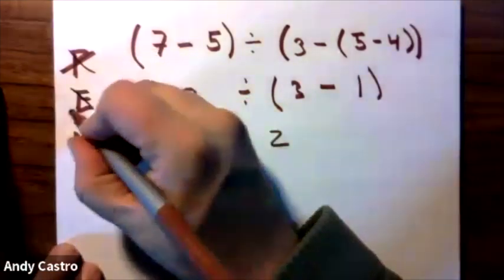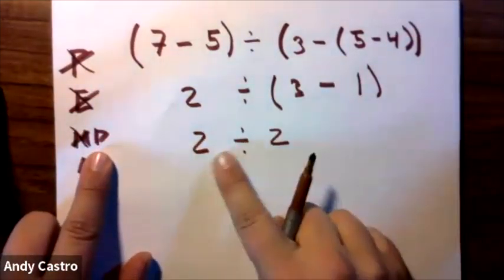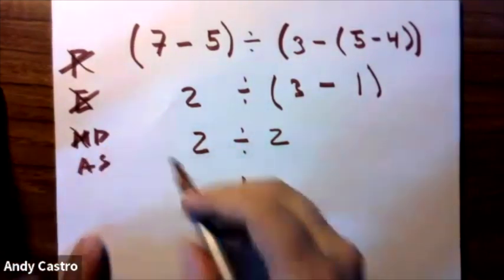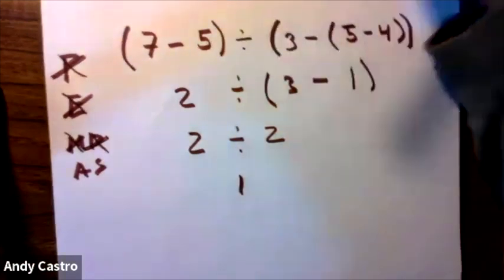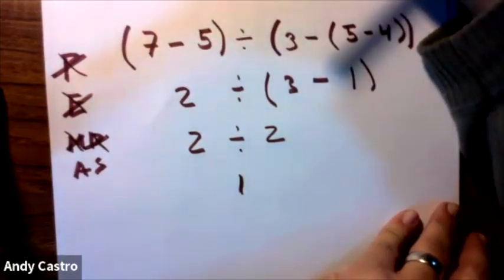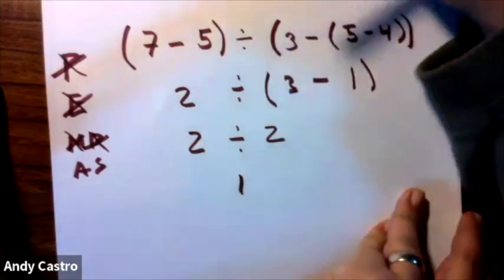I don't have exponents. I don't have multiplication. I've got division. 2 divided by 2, that's 1. And I don't have any addition or subtraction left. So the answer to this one is 1. Any questions?